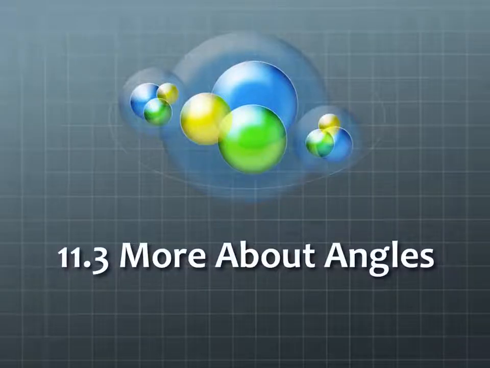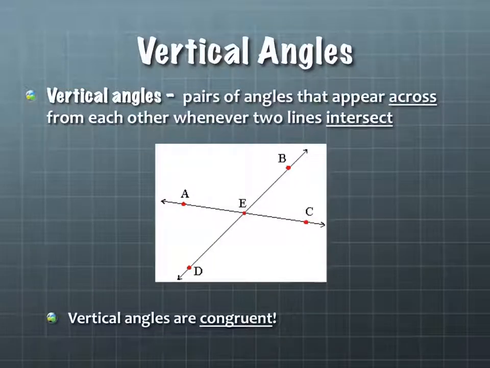Section 11.3, we're going to talk about angles. And as we take a look at this, we're going to define some different types of relationships between or among angles, and that's where we're going to start. Our first description is that of vertical angles. Vertical angles are pairs of angles that appear across from each other whenever lines intersect.